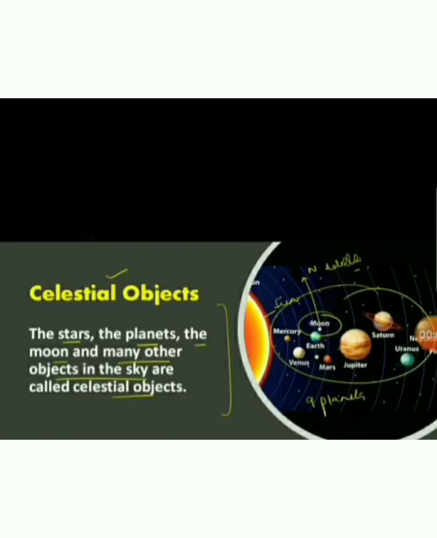What are celestial objects? The stars, the planets, the moon and many other objects in the sky are called celestial objects. The study of celestial objects and associated phenomena is called astronomy.